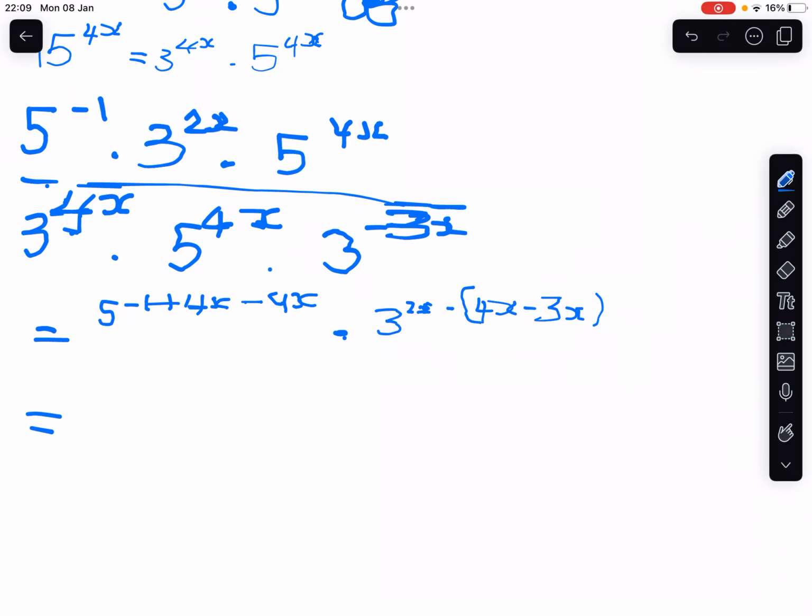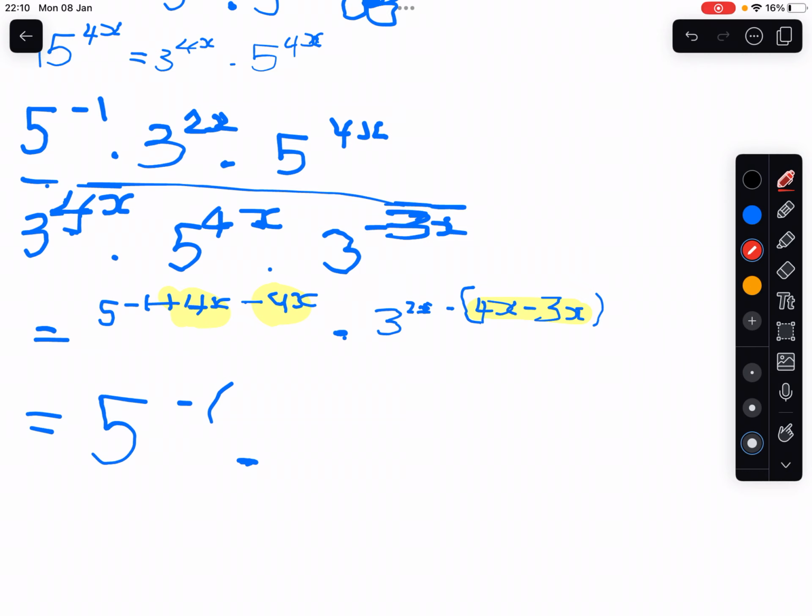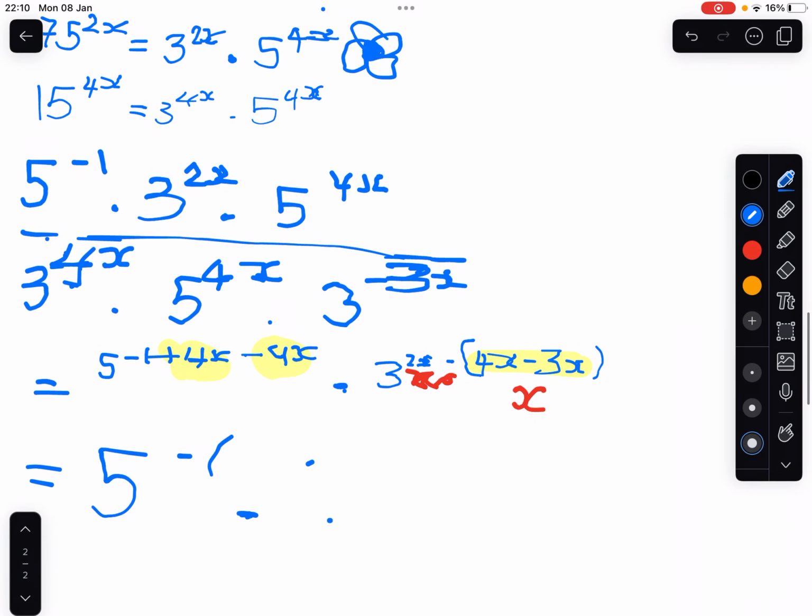So if we simplify the first bit, we've got 5 to the minus 1 plus 4x minus 4x. So these two terms cancel out. 4x minus 4x is 0. So we're just left with 5 to the minus 1. And then in the second bit, we've got in the brackets 4x minus 3x. So that just ends up being x. Okay. And then we've got 2x minus that x. So 2x minus x is just 1x or x. So we have 3 to the power of 1x, or just x.